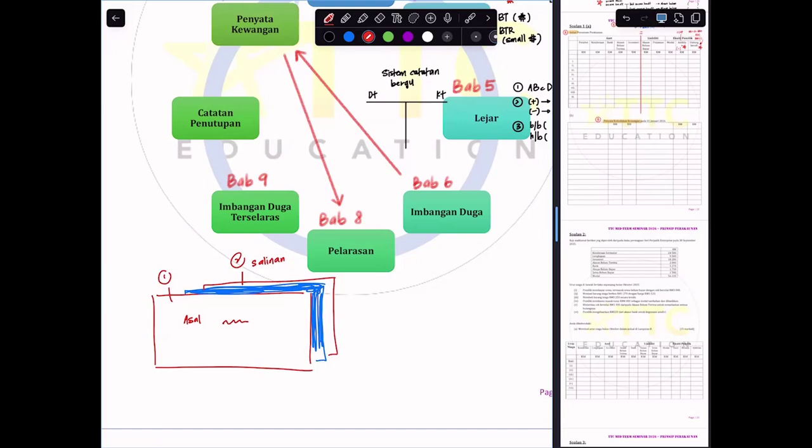Okay, so if we have asal and salinan, who is the one to get the asal copy? Pembeli or pembekal? Who is the one who gets the best copy, the asal copy? Pembeli or pembekal?